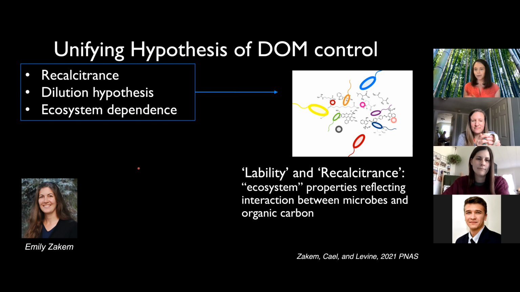because hopefully it will help you understand where I'm going when I dive into the model dynamics. But we feel that we can actually understand DOM control in a context that encompasses all of these different hypotheses if we kind of switch how we think about lability and recalcitrance. So instead of thinking about them as an intrinsic property of the compound, they're a property both of the organic matter itself, but also the microbial community and the interactions that occur between them. And by kind of shifting our framing in this way, we're able to develop a mechanistic model that gives us some predictive ability.